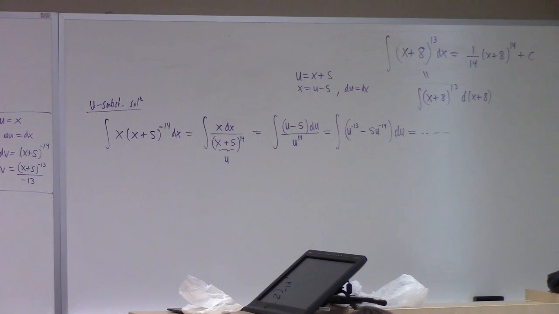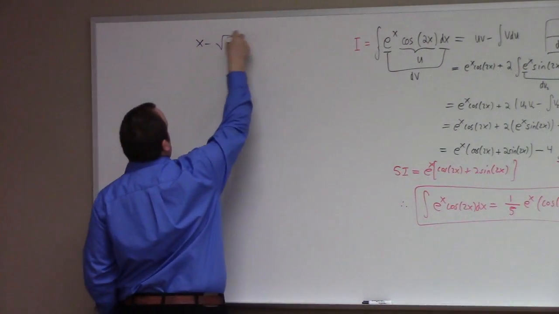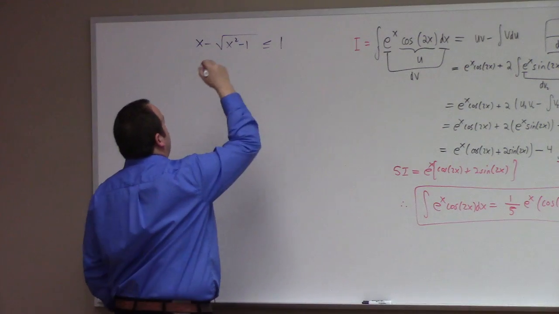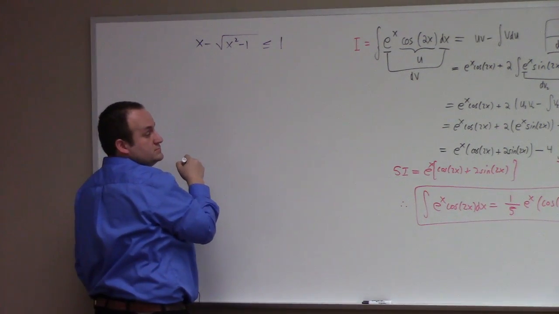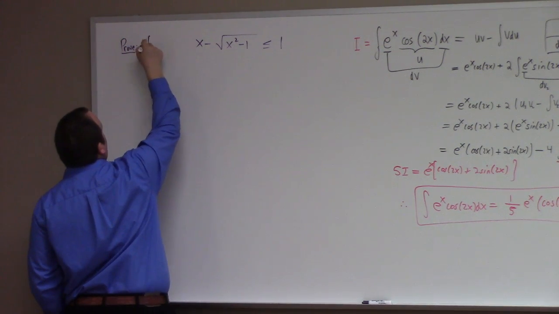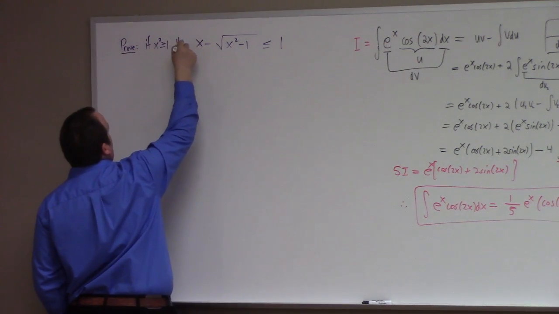Number 17 on 7.9. Yes. So I think the current solution I have written, I just break into two cases. The problem is: if x squared is greater than or equal to 1, then x minus the square root of x squared minus 1 is ... Here's a scary word. Prove. If x squared is greater than or equal to 1, then this, right? Yeah.